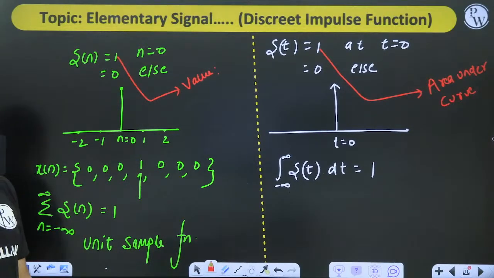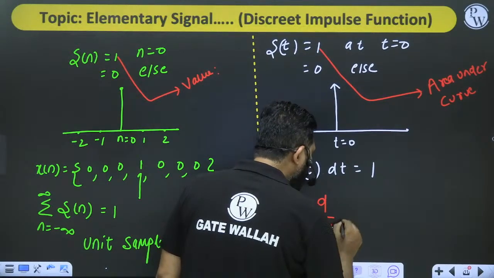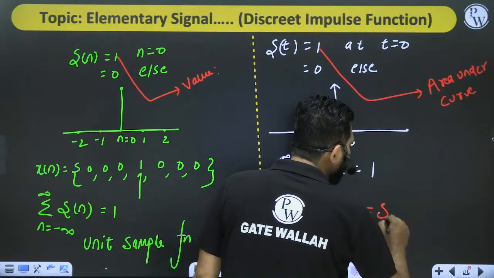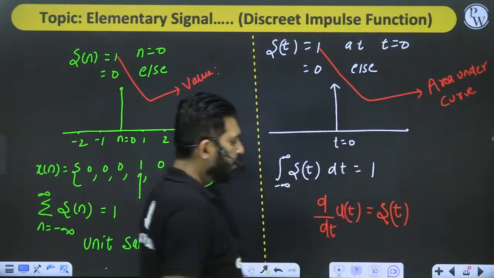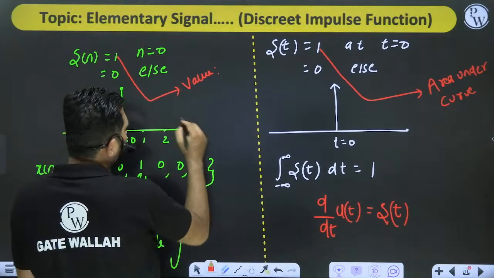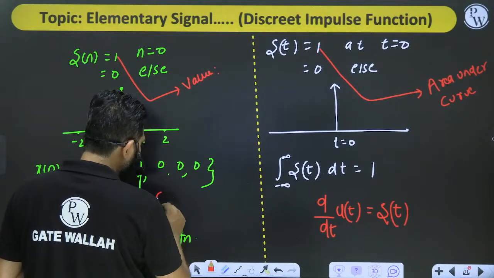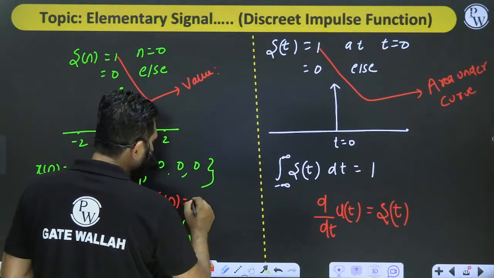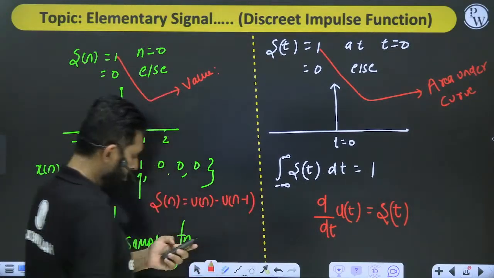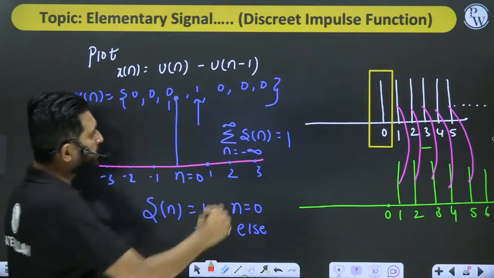One more thing that I have covered: if you go to the last class, then d by dt of u(t) is what my delta(t) is. D by dt of u(t) is delta(t). But just now we have covered that delta[n] is u[n] minus u[n minus 1]. This is what my delta[n] is.